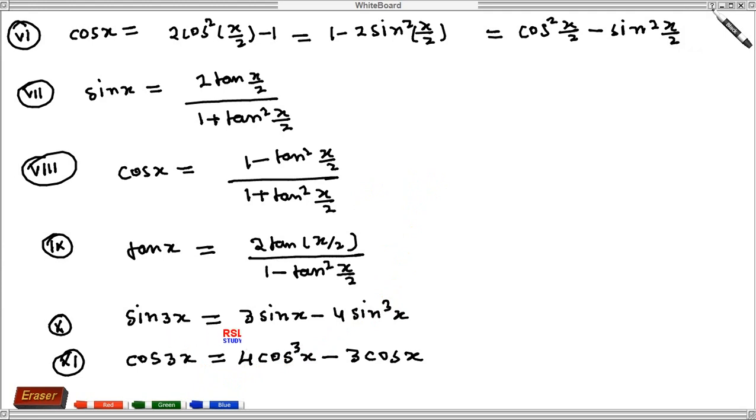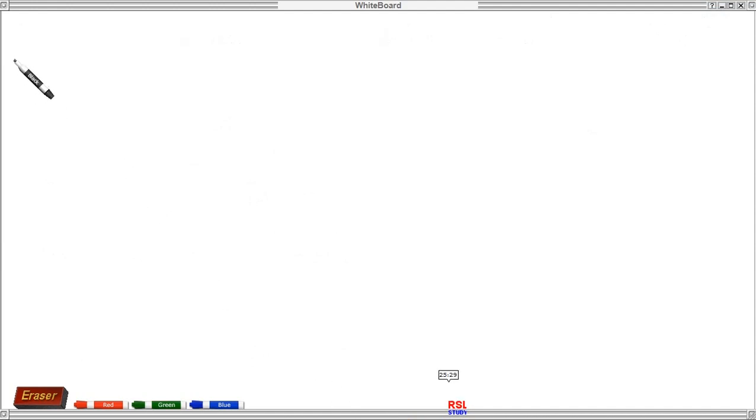So the sin 3x formula is 3 sin x minus 4 sin cubed x, which is a very important formula. Cos 3x is 4 cos cubed x minus 3 cos x. This is also important. These are the important formulas which are generally used in solving questions. So I have discussed all the formulas in writing mode.